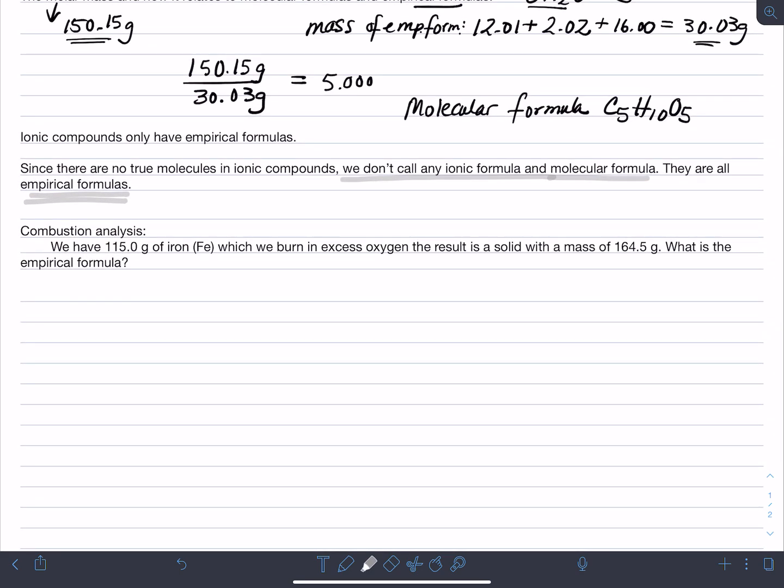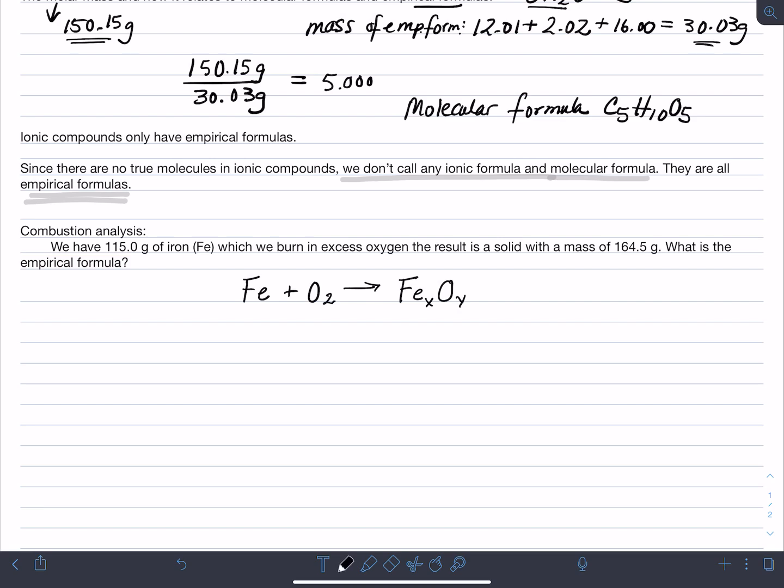So we've got 115 grams of iron, which we're going to burn in excess oxygen. The result is going to be a solid mass that has 164.5 grams. What is the empirical formula? Now you might look at that and think, well, how in the world can I possibly figure that out? Well, here's what we know. We know that we started with iron and we started with oxygen, and that's going to be O2, of course, because oxygen is a homonuclear diatomic, but it's going to make some compound with Fe and O. I don't know how many atoms of iron, and I don't know how many atoms of oxygen, hence the X and the Y that I'm listing here underneath it.